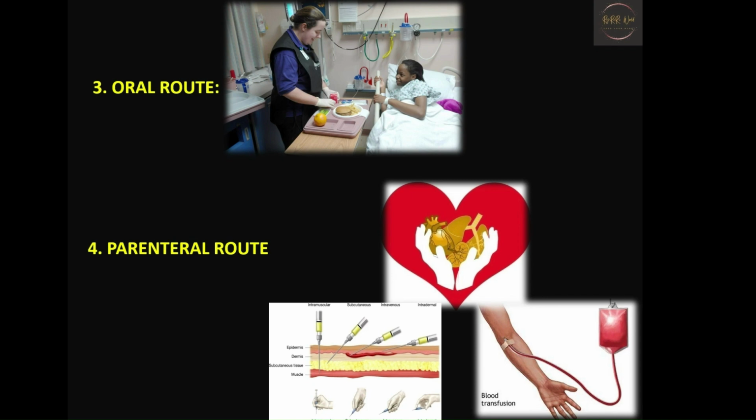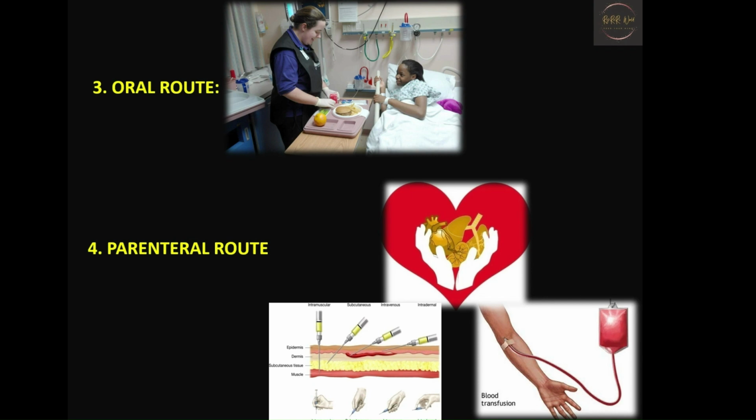Coming to the parenteral route, it is the exposure or penetration of sharp objects or instruments into the skin or mucous membrane which may be contaminated by blood, tissue or potentially infectious body fluids. So these are the four modes of transmission of nosocomial infection.